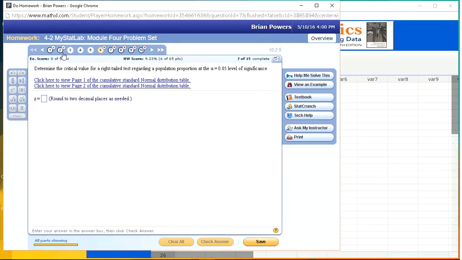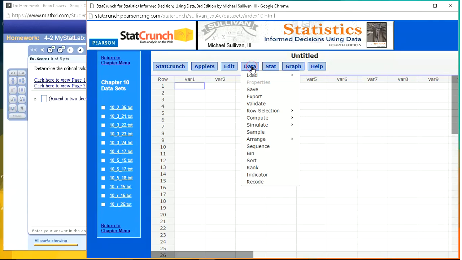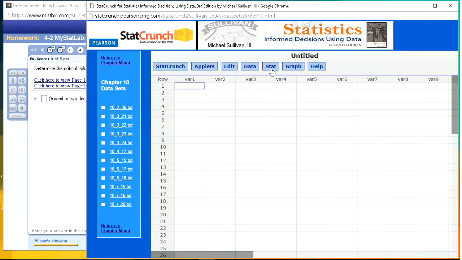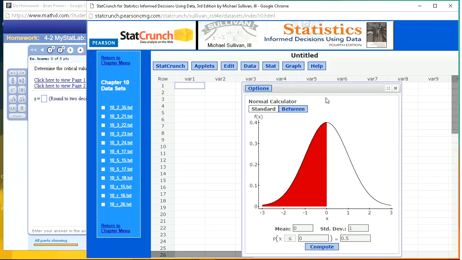So first, I'm going to skip over problems 1 through 5. Those are concept questions most people got. Starting with number 6, a critical value for a right-tailed test regarding a population proportion at this significance level of 0.05. Since a population proportion hypothesis test uses a standard normal probability distribution, in StatCrunch I'm going to open up the normal probability calculator and show you how you can get this critical value really easily.